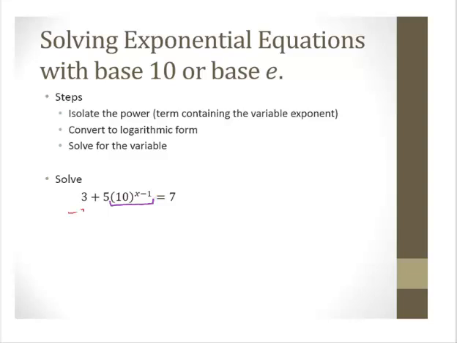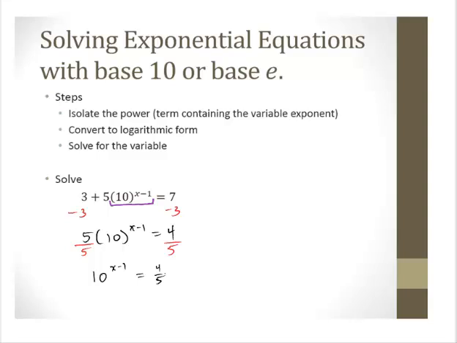I will subtract 3 first. 5 times 10 to the x minus 1 is equal to 4. I'll divide by 5. 10 to the x minus 1 is equal to, I'm just going to leave it as 4/5. You can write it as a decimal, but you don't want to do any approximating. I've now isolated the power. I've isolated the exponential.